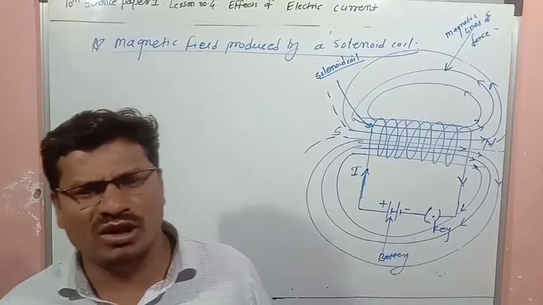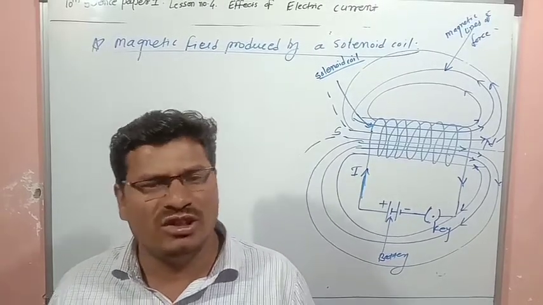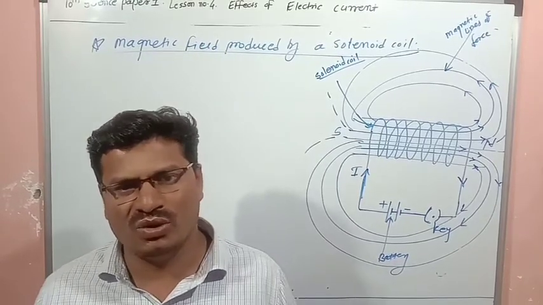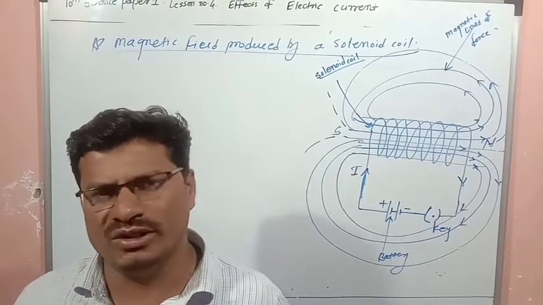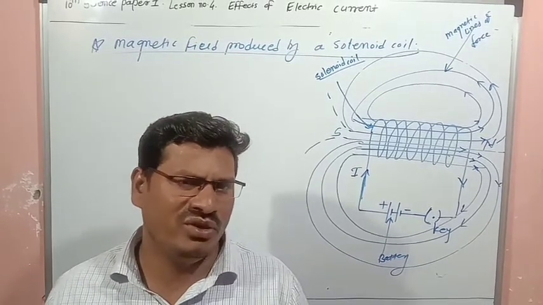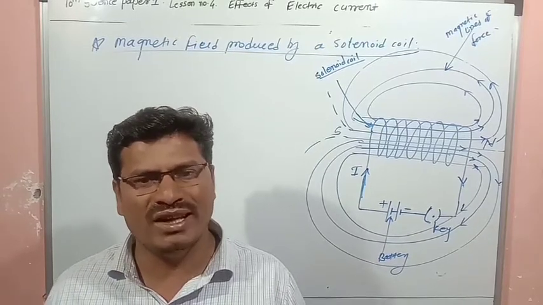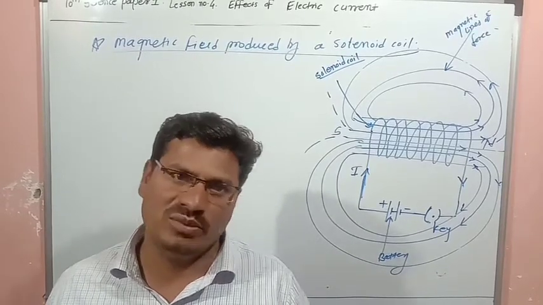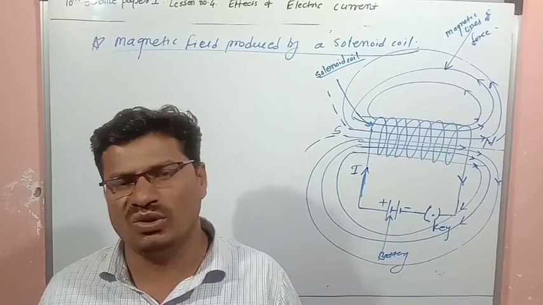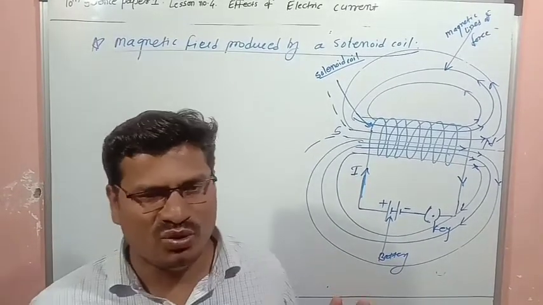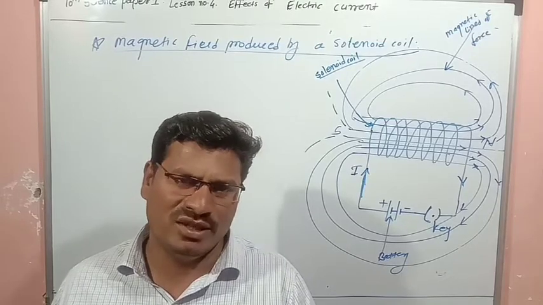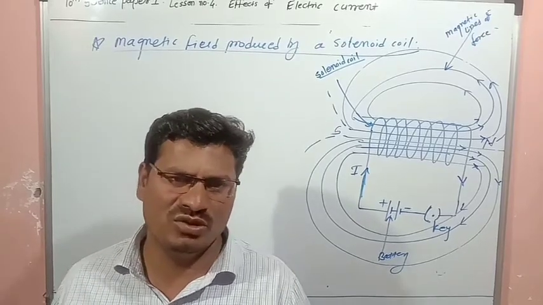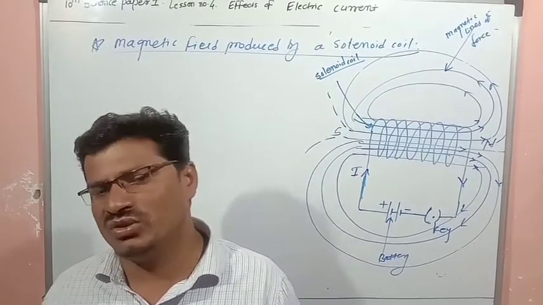In case of the solenoid coil, first we'll take the definition: what is the solenoid coil? A solenoid coil is a copper wire with resistive coating. A copper wire is there and it has resistive coating. It is wound in a chain of loops and it will look like a spring. It is called a solenoid coil. So what is a solenoid coil? It is the copper wire with resistive coating wound in a chain of circular loops like that of a spring. It is called a solenoid coil.